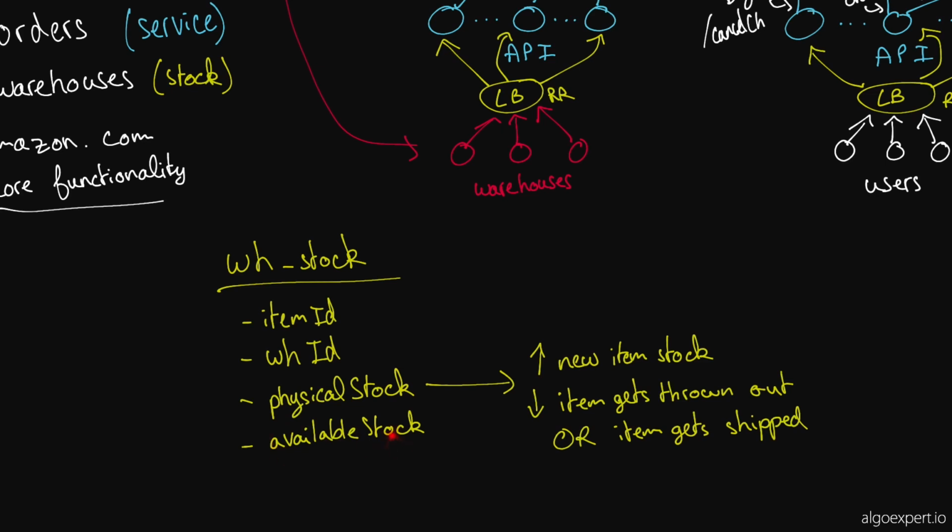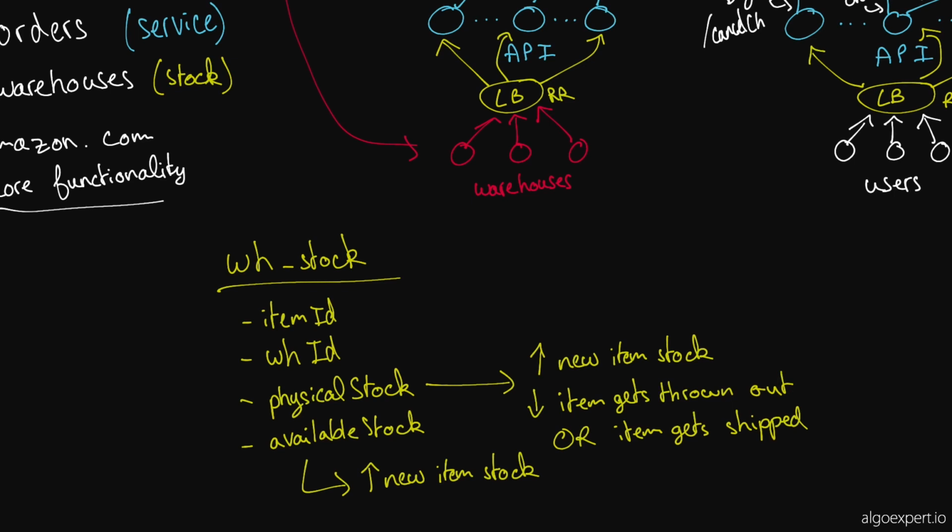The available stock, this probably goes up for the same reason as new item stock. So let me actually copy paste that. Copy, and then how do we paste? Paste. So it goes up when there's new item stock. It goes down when the item gets thrown out. So I should have copied that as well. Let me see if I can copy it as well.